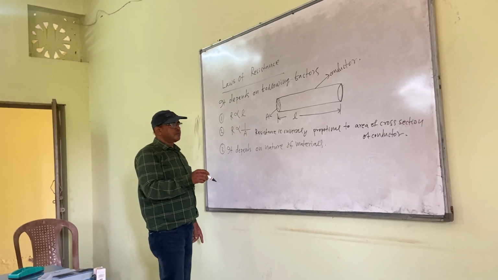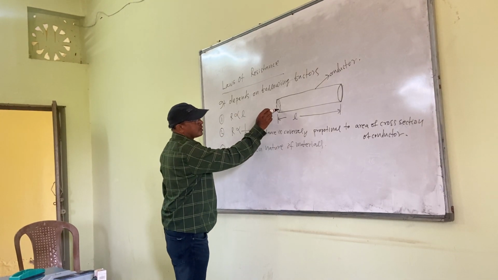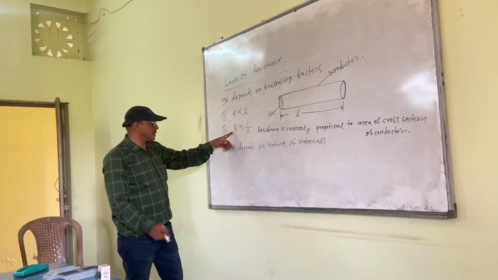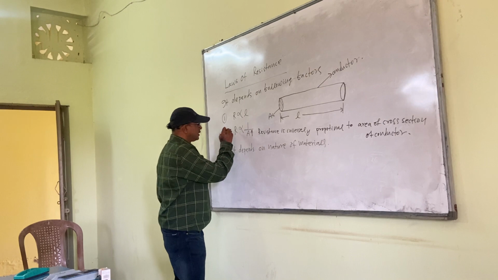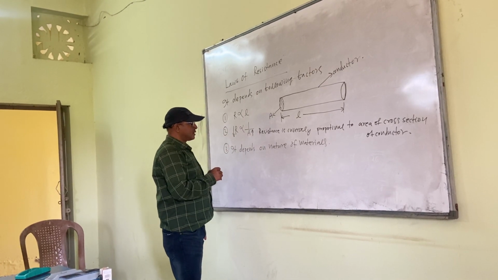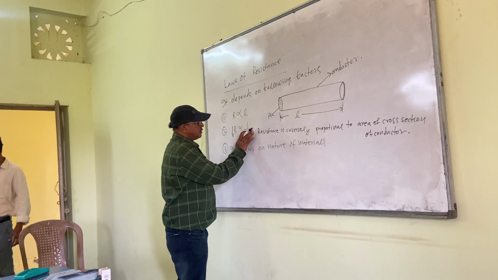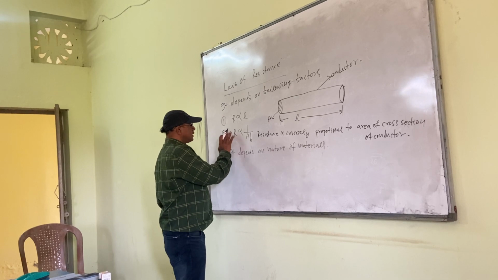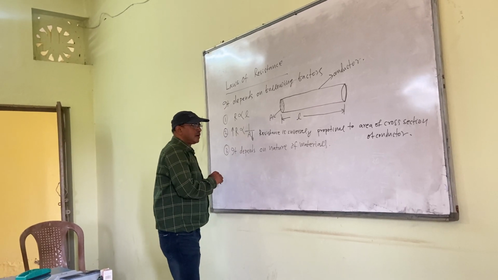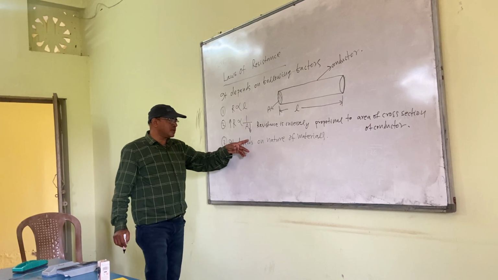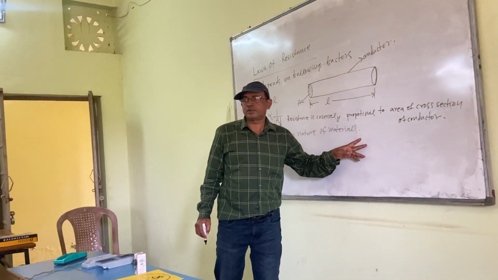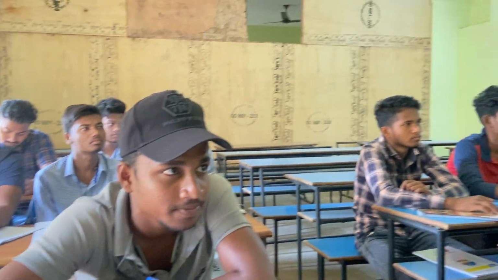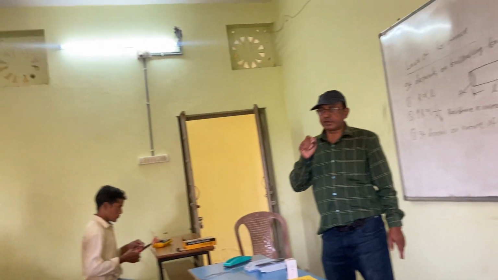Okay? Similarly, when area of cross section of conductor increases, resistance decreases. When this increases, resistance decreases. Similarly, when area decreases, resistance increases. Okay? And third, it depends upon the nature of material. Means the resistance also depends upon which type of material we are using.